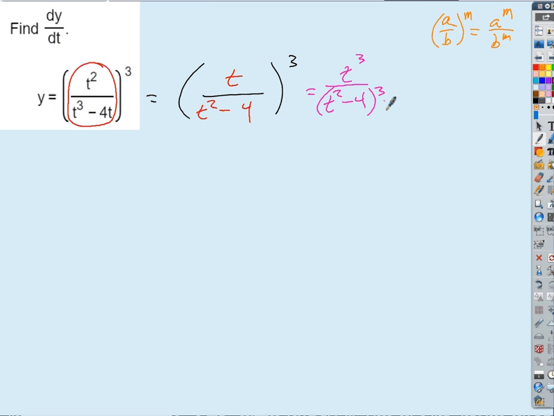Could you change that then to be, yeah, and then you could write that as t cubed times the quantity t squared minus 4 to the negative 3, and just use product rule too. Okay. And that probably is the easiest way.